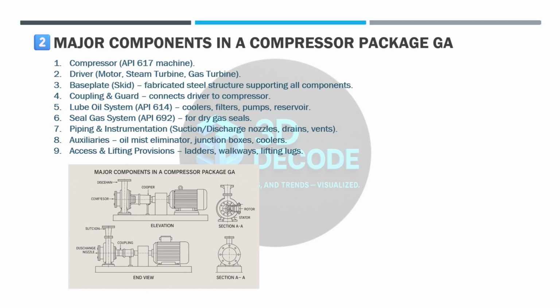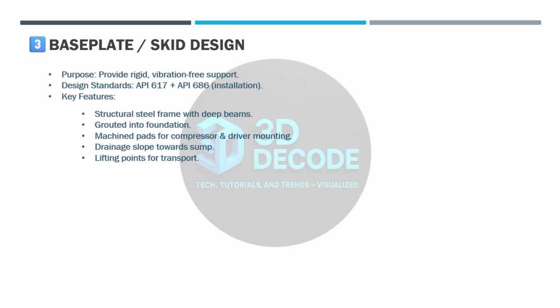API 614, with coolers, filters, pumps, and reservoir, seal gas system, API 692, for dry gas seals, piping and instrumentation, suction and discharge nozzles, drains, vents, auxiliaries, oil mist eliminator, junction boxes, coolers, access and lifting provisions, ladders, walkways, lifting lugs, baseplate skid design. Now let's talk about the baseplate itself.